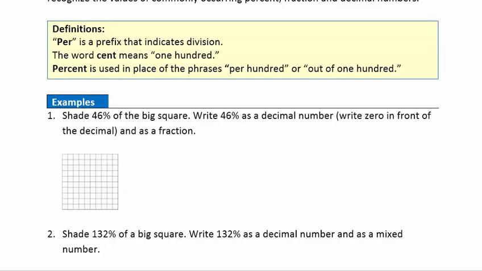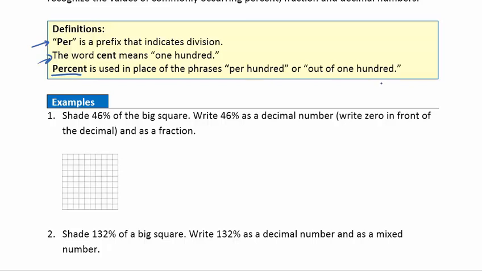So let's start with percent. The definition of a percent: per, this prefix indicates division. Cent, that word means 100. So the phrase percent is used in the place of per 100 or out of 100. Let's take a look at an example here that'll help you understand this.